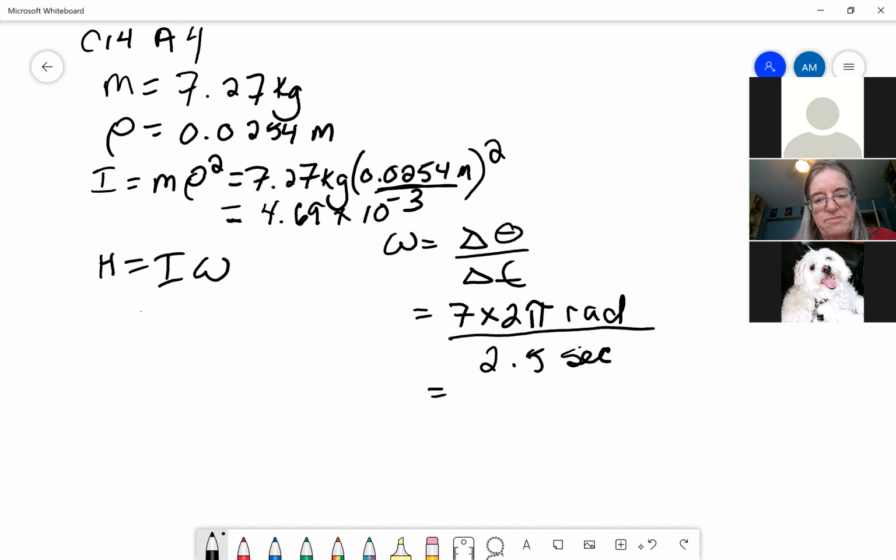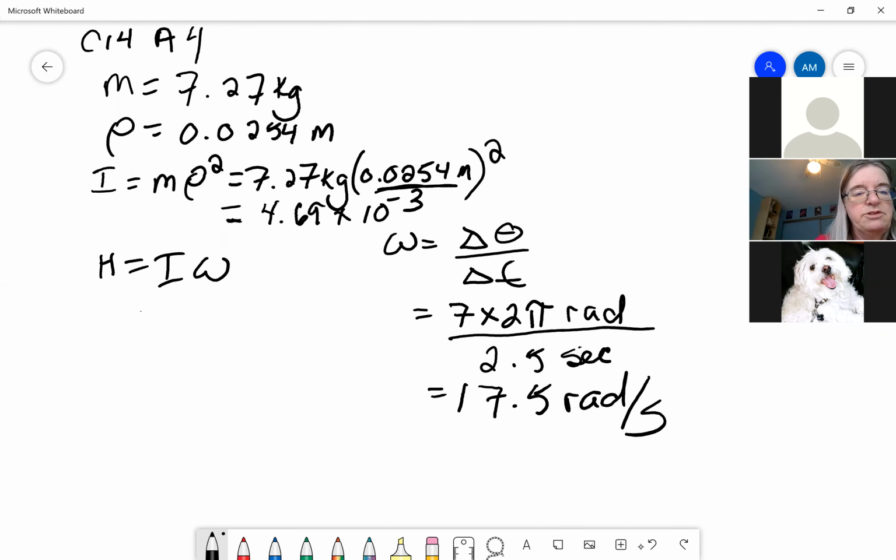I got 17.5. Kind of seems approximately right because yeah, it'd be more than 2 times 7. So, 4.69 times 10 to the minus 3 times 17.5. So that is going to equal, this would be kilogram meter squared.